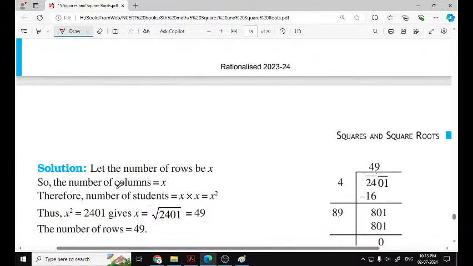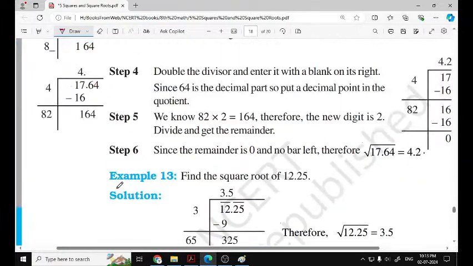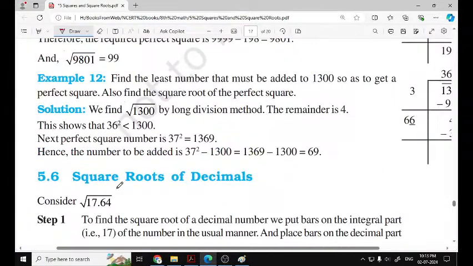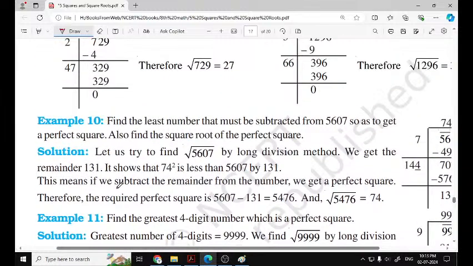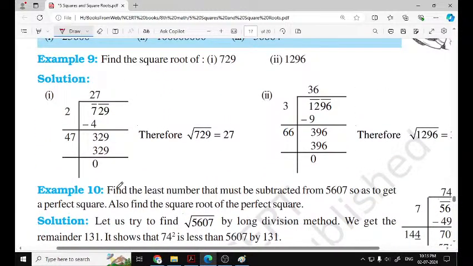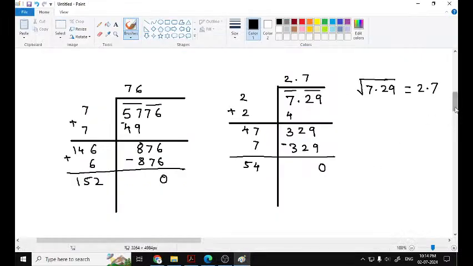Now there is one more type of question: what should be added or subtracted from a given number to obtain a perfect square. Sometimes numbers are not perfect squares, but if we subtract or add some number, then we get a perfect square. Like this: find the least number that must be subtracted from 5607 so as to get a perfect square. 5607.